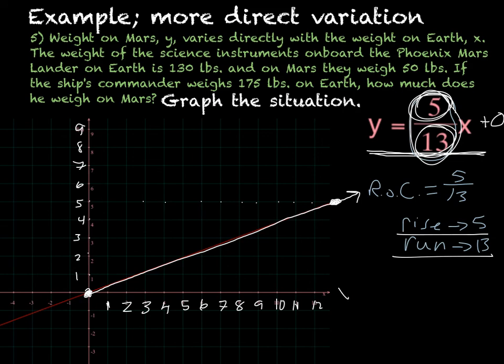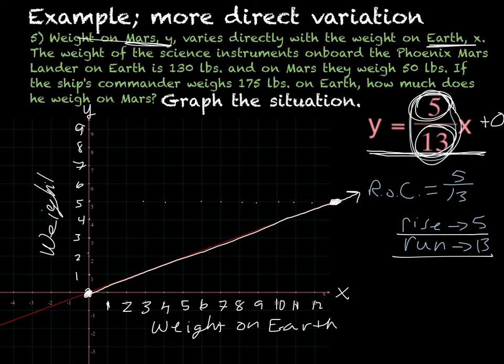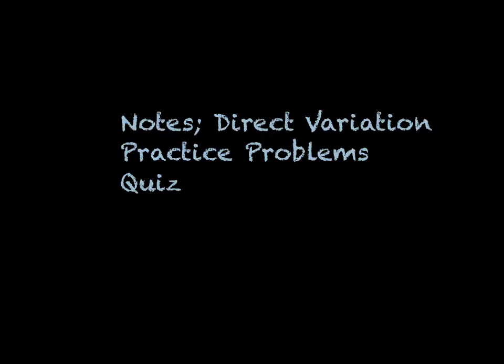So this is our X, which was Earth. So this is weight on Earth. And this is your y, so that would be your weight on Mars. So you should mention that as well. Those are in your notes over direct variation. Go through the practice problems, make sure you're comfortable with all these different types of problems, and then you can take your quiz.